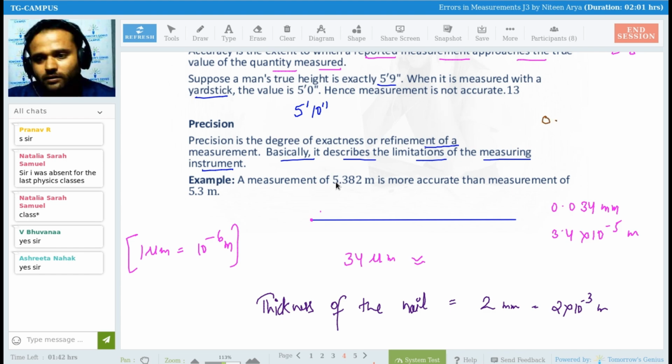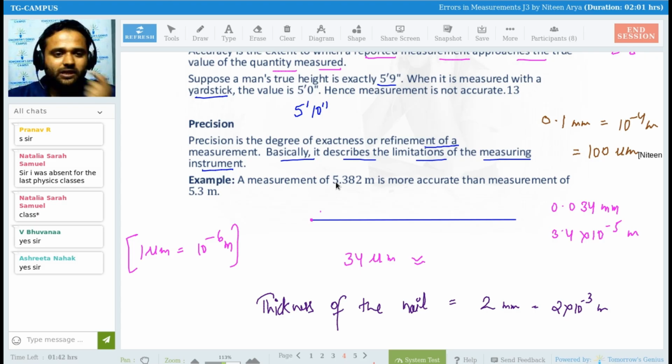0.1 mm, which is 10 to the power minus 4 meter, or 100 micrometer. So obviously your hair is going to be 1, 2, 3 micrometer, max to max, right? I'm talking about thickness. So then again it is not precise.